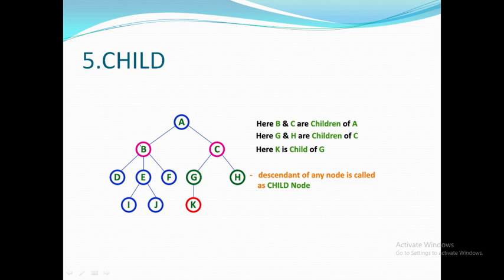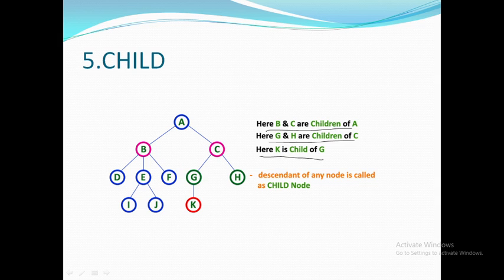So here B and C are children of A. And G and H are the children of C. D, E, F, I, J are the children of parent B. Okay. B and C are the child nodes for the parent A. And here G and H are children of C, and here K is the child of G.